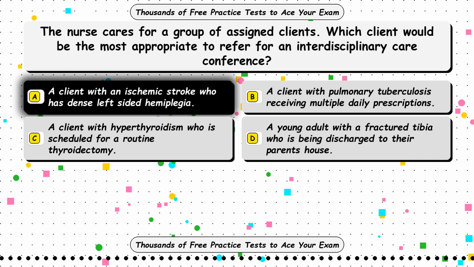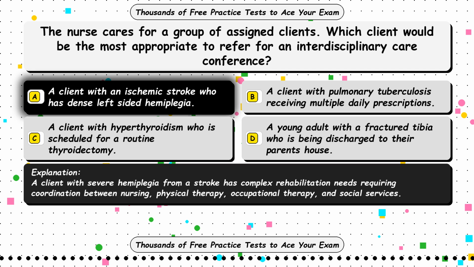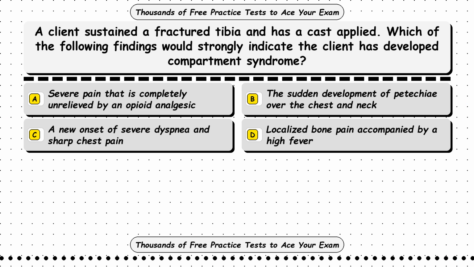The correct answer is option A. A client with an ischemic stroke who has dense left-sided hemiplegia. A client with severe hemiplegia from a stroke has complex rehabilitation needs requiring coordination between nursing, physical therapy, occupational therapy, and social services. Question 154.